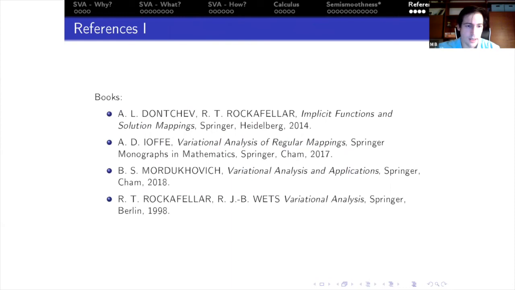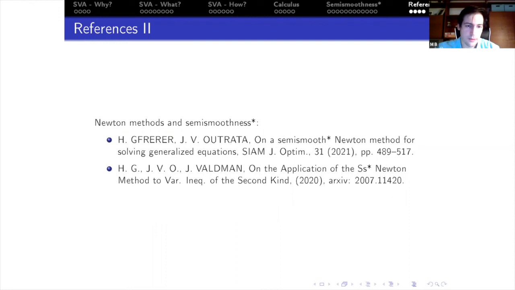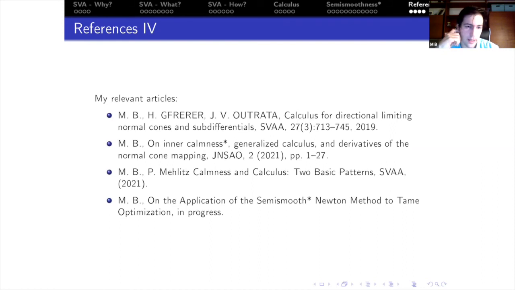Some references: the basic books about variational analysis that I find very good are, let's say, these four. This one is not called variational analysis, at least, but of course very related and a very nice book. Then some papers about Newton method and semi-smoothness that I mentioned, and then some of my own.